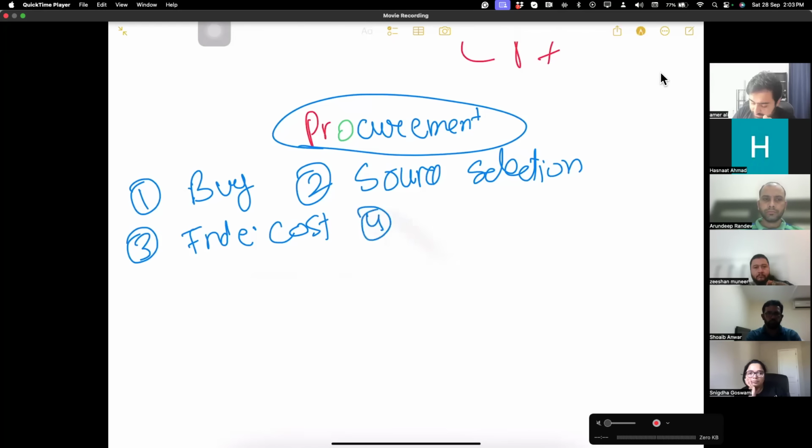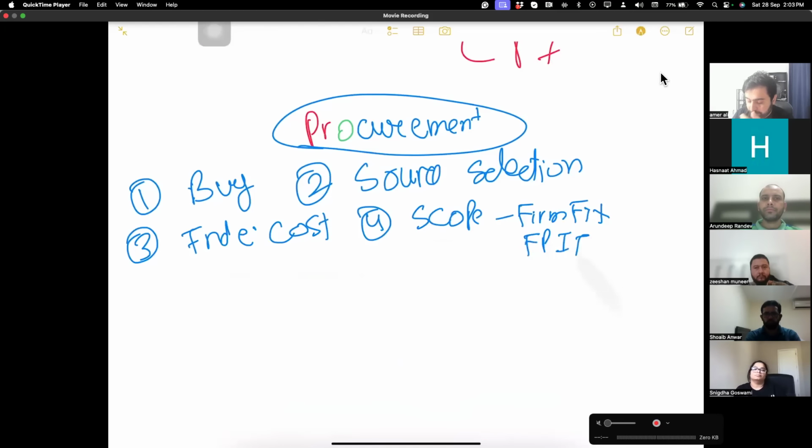If my scope is fixed or my scope is variable: for fixed, I have a firm fixed price contract. My scope is fixed, everything is fixed. I will pay you this much. If my scope is fixed, but I want him to complete it early, I will have fixed price incentive fee. Try to complete early and I'll give you some extra money. We also have fixed price, economic price adjustment contract, in which the price can be changed depending on the inflation.